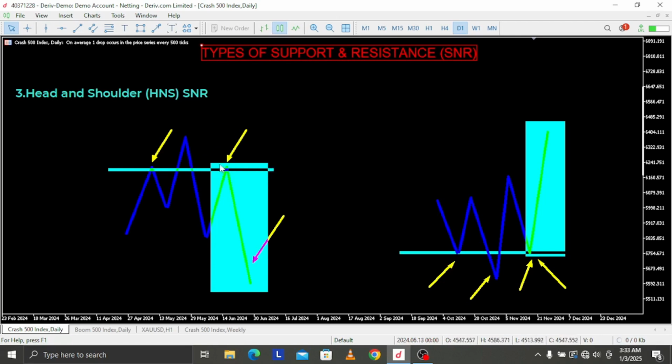So if it is selling, it means that you're going to be selling Crash, and if it is the buy side SNR, it means that you're going to be using it to buy Boom 500, Boom 1000, and Boom 300 index.